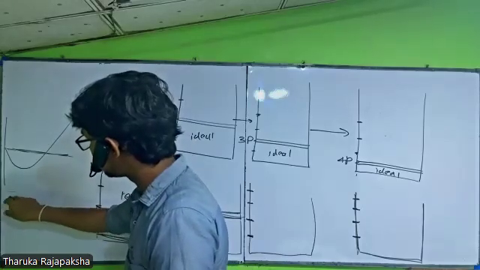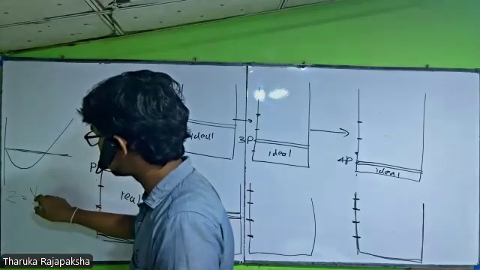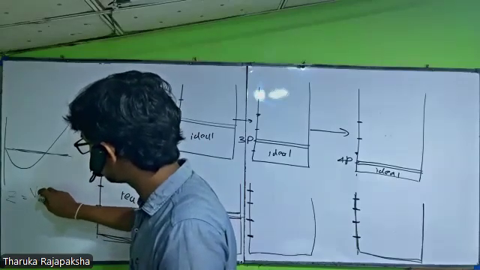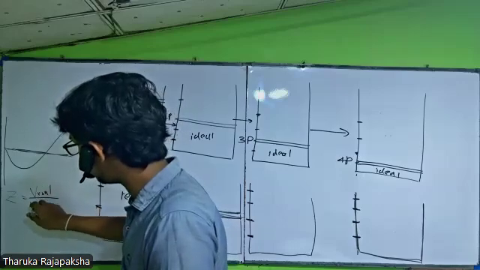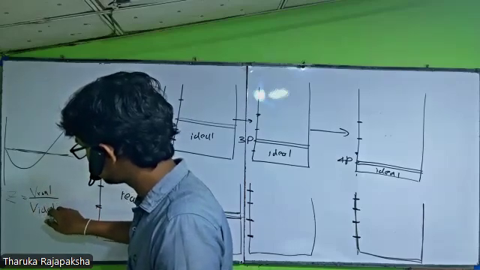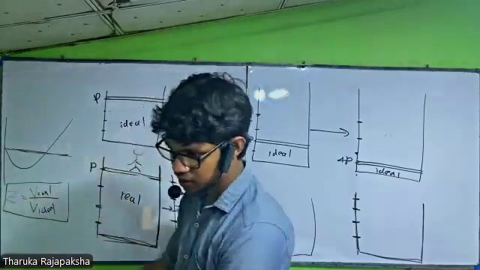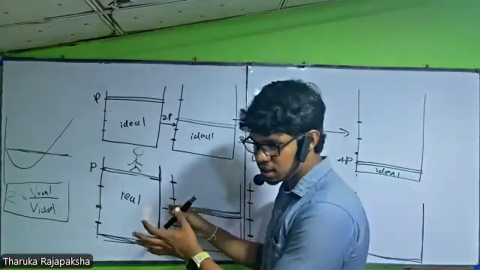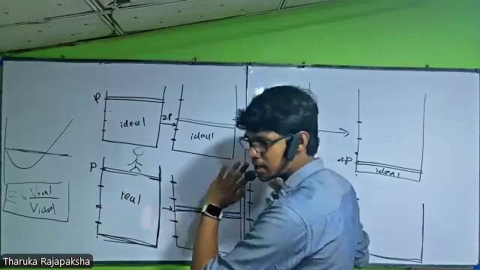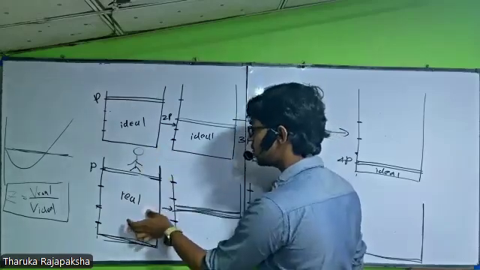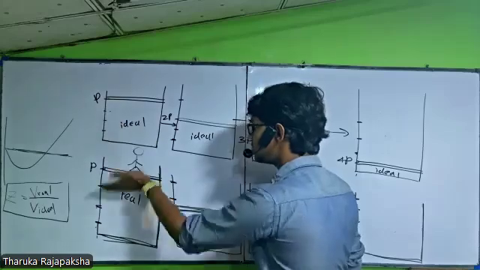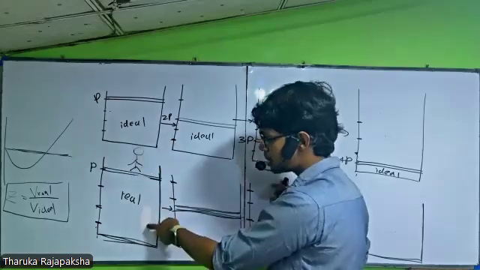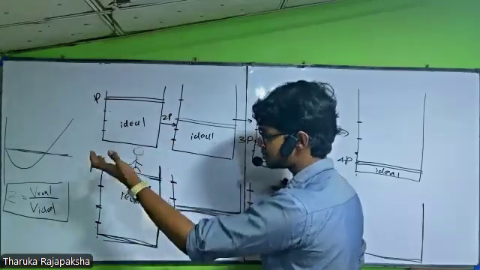Z is equal to what? V real over V ideal, right? Z is equal to V real over V ideal at the same temperature, and the same pressure. The pressure is the same, so this one and this one you have to compare. Same number of moles, same pressure, same temperature. You are comparing the volumes.